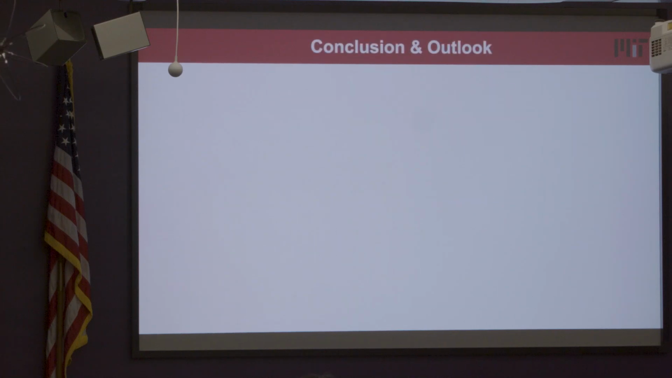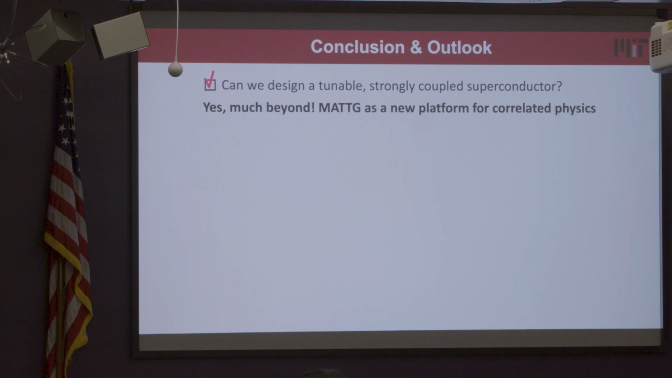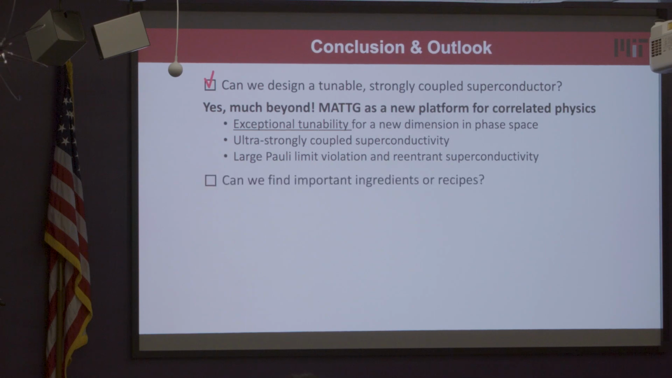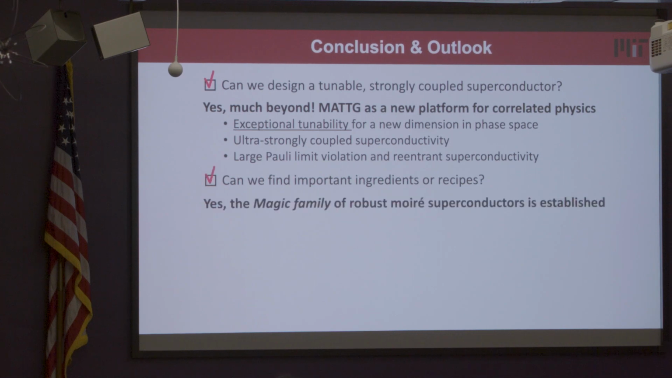Okay, so now if we come back to the original questions that I was trying to ask in the beginning of my PhD: can we design a new tunable, strongly coupled superconductor? The answer is yes. We found this system that actually goes beyond twisted bilayer graphene, with exceptional tunability and interesting aspects of superconductivity. And can we find some important ingredients or recipes for forming this kind of robust Moiré superconductivity? The answer is also yes, because we have established the whole family of these Moiré superconductors through this mechanism that share the same flat band and the C2T symmetry of the system.